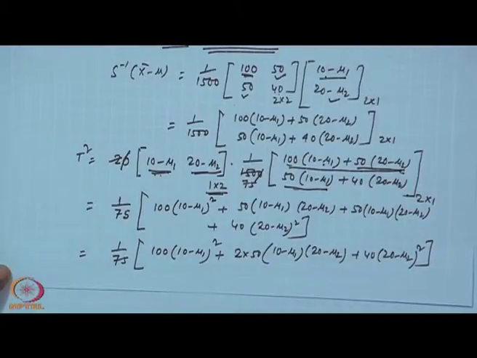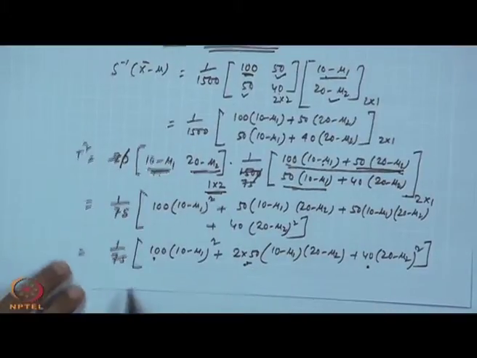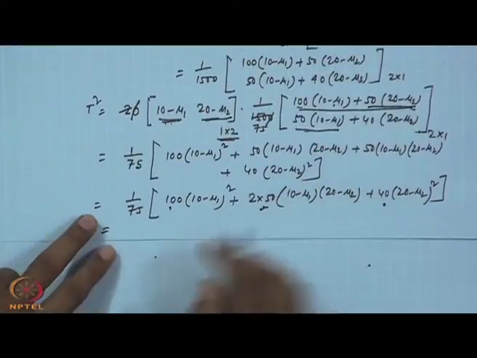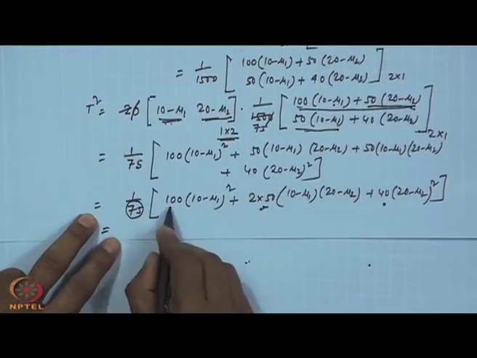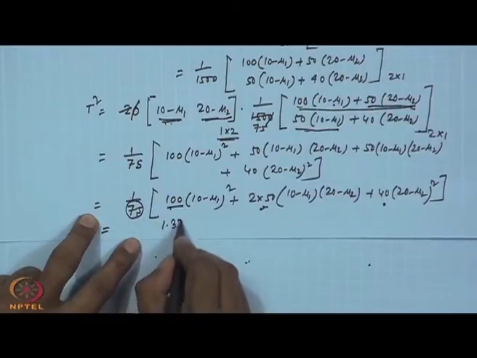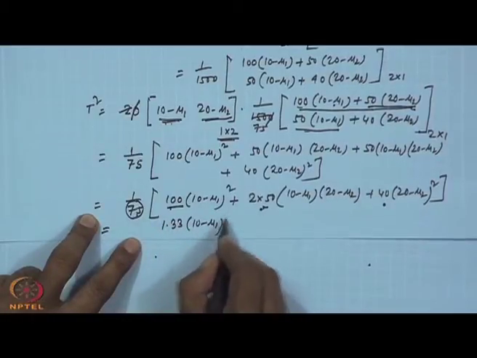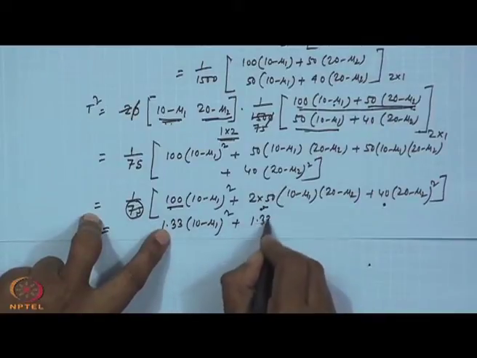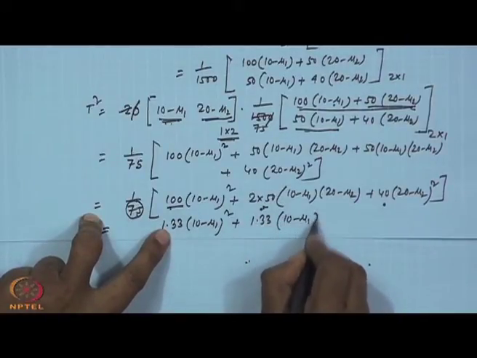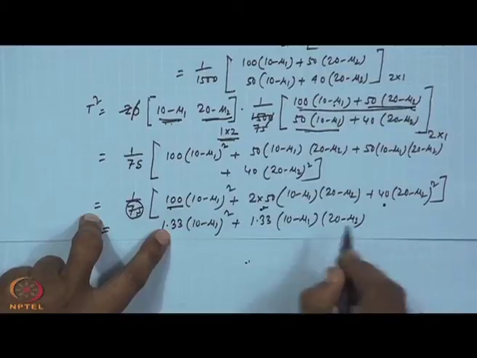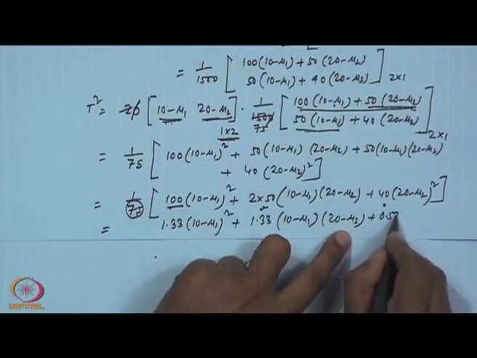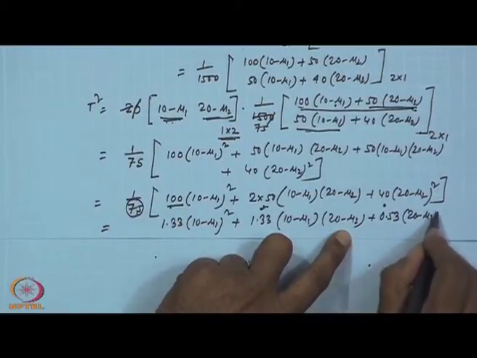Okay. So, this will be 1.33, the second one again 1.33, and this one is 0.53. So, the resultant quantity, if I divide this by 75, is 1.33 (10 minus mu 1) square plus 1.33 (10 minus mu 1)(20 minus mu 2) plus 0.53 (20 minus mu 2) square.